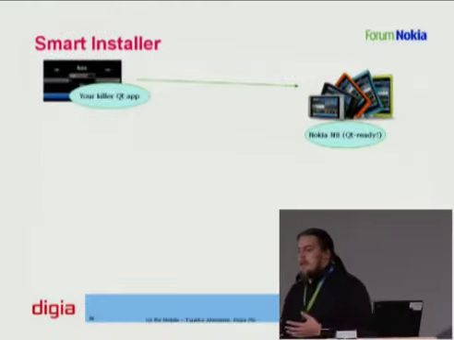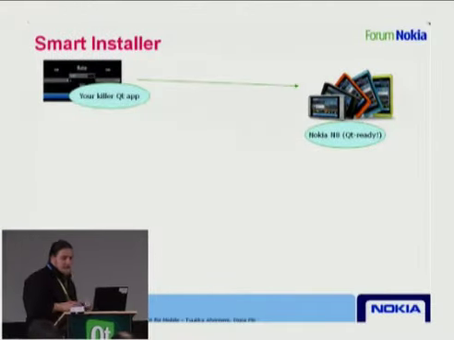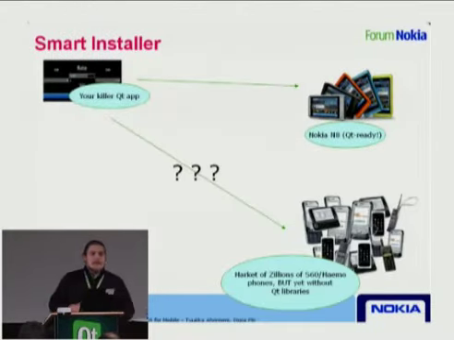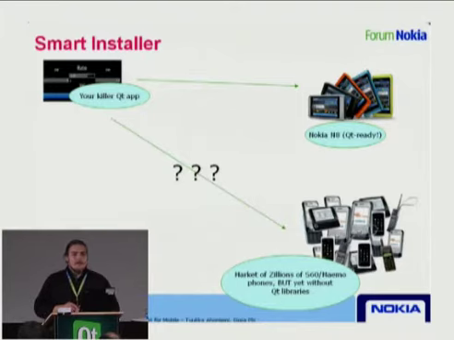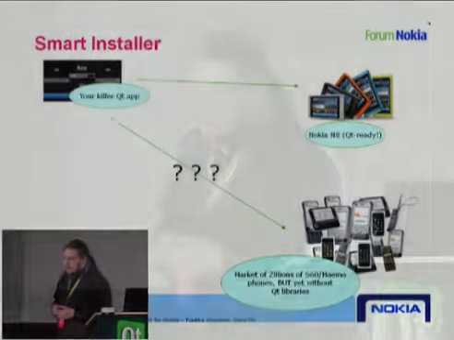Let's continue. Andreas discussed the amount of devices in the market. And I told you that the N8 is the only one that already has Qt inside. So how about the rest of the stuff there? What do we do with this? What was it, 100 and some dozens of devices that are capable of handling Qt but do not yet have Qt inside?